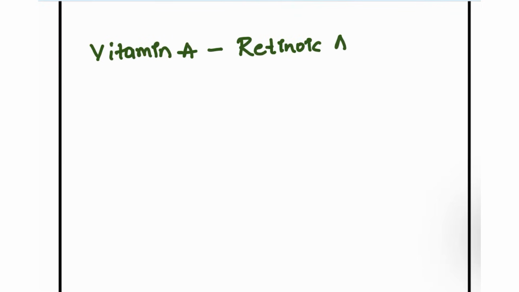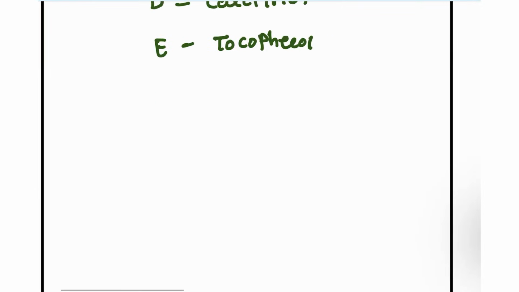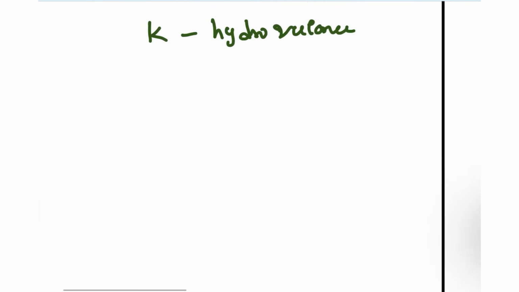So let's see the active forms of these vitamins. Vitamin A, the active form is retinoic acid. Vitamin D, it is calcitriol. Vitamin E, tocopherol. And vitamin K, it is hydroquinone. Okay, this is for the fat soluble.